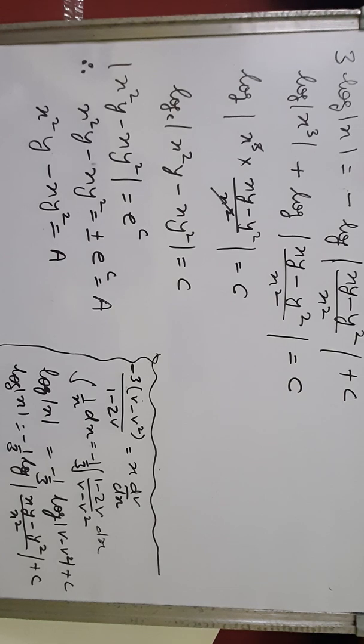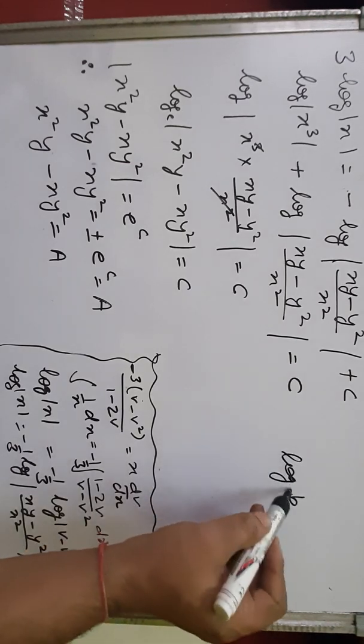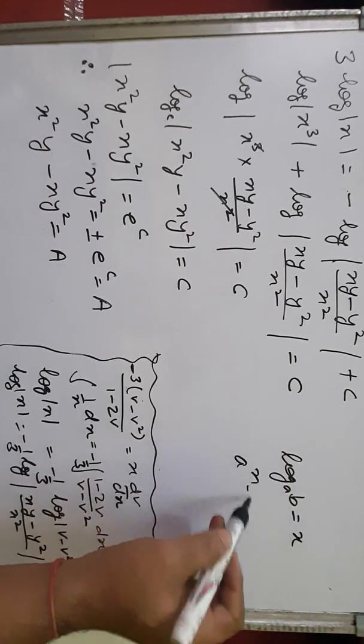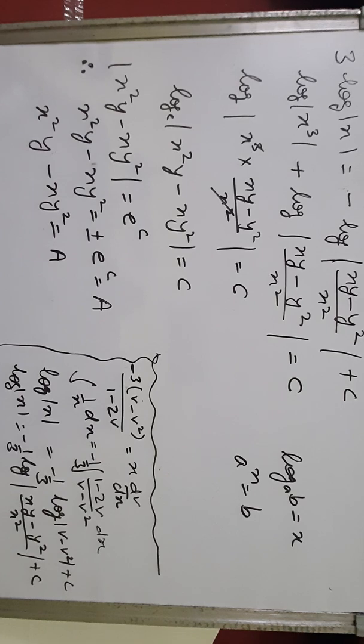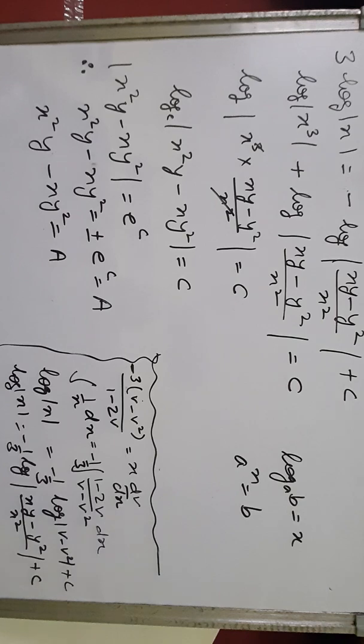square equals to c. Now log b base a equals to c, we have studied earlier. If we have to change the logarithmic form into exponential form, it will become a to the power c equals to b. So this is exponential form, this is logarithmic form. Log b base a equals to x can be written as a to the power x equals to b. So similarly here it will become mod of x square y minus xy square equals to e to the power c. When we remove this modulus, we'll get the value of x square y minus xy square equals to plus minus e to the power c.